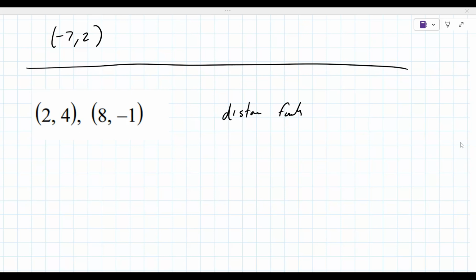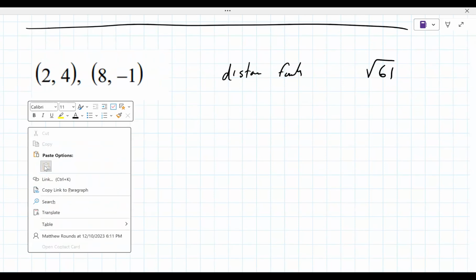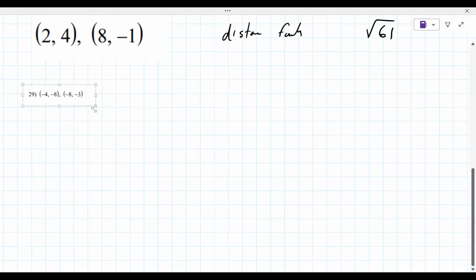The square root of 61. That is correct. Very good. I'm gonna have you do one more distance formula problem just because they tend to be more emphasized, and then we'll move on to something else. So there's your next problem to work on.